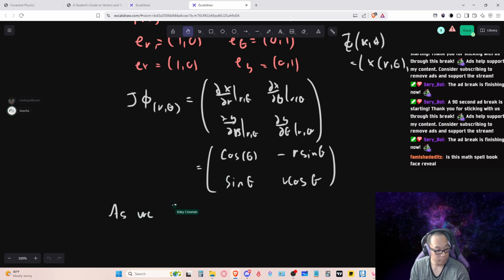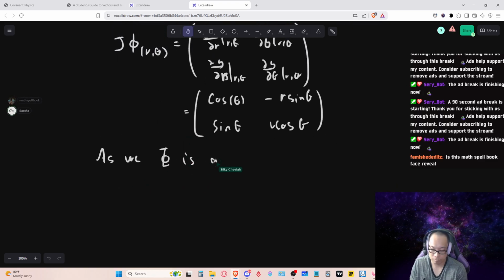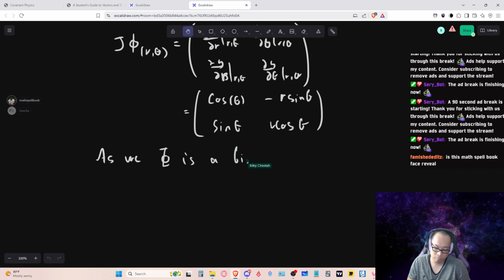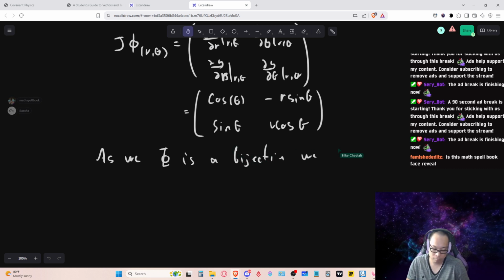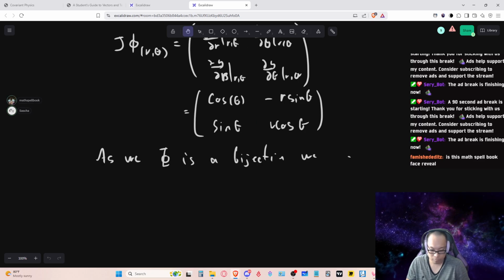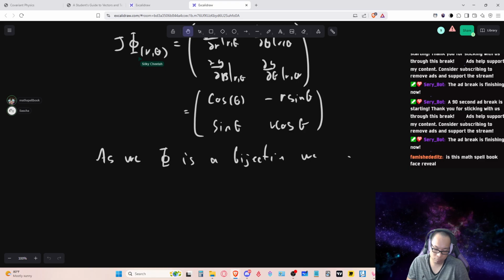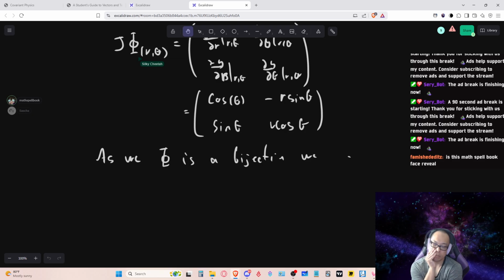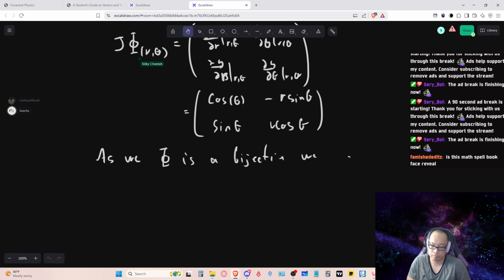As we know that phi is a bijection, at the end of the day we want to show that the inverse of phi is a differentiable function, right? It's a bijection between the points, but we want the inverse map to be also differentiable. As I said before, we could use the very labor-intensive route of inverting the function, but here we can use the inverse function theorem.